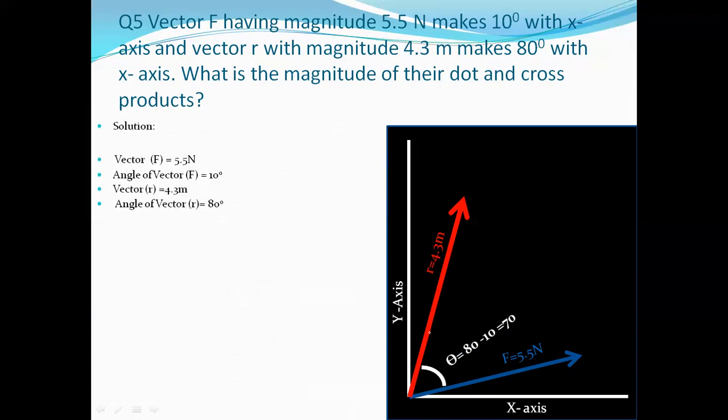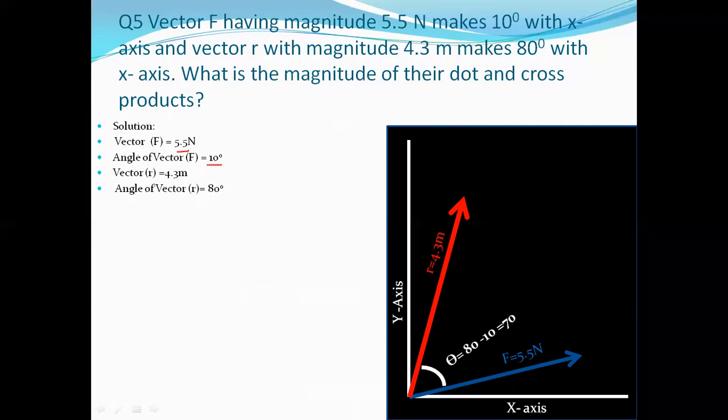Now solution, the vector F is given, which is already given to us, which is 5.5. The angle of vector F is equal to 10 degrees. The vector r is given by 4.3 meters. The angle of vector r is 80 degrees.